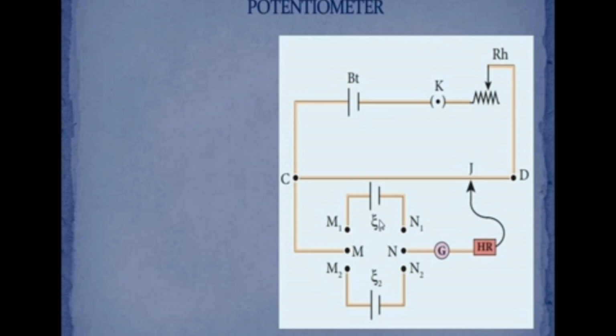When the switch is moved in the upward direction, E1 is connected to the circuit, the primary circuit. E2 is not connected. So E1 is connected to that circuit. Suppose the switch is moved in the downward direction. E2 is connected to the primary circuit. E1 is not connected to the primary circuit. So at a time we can connect any one of the cells to the primary circuit, whether E1 or E2.